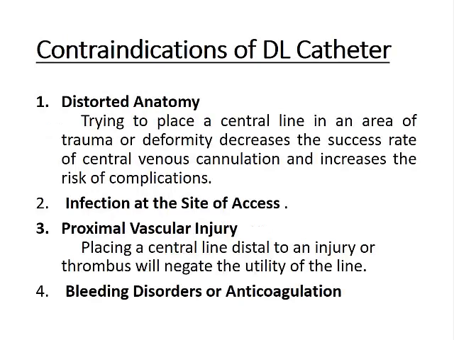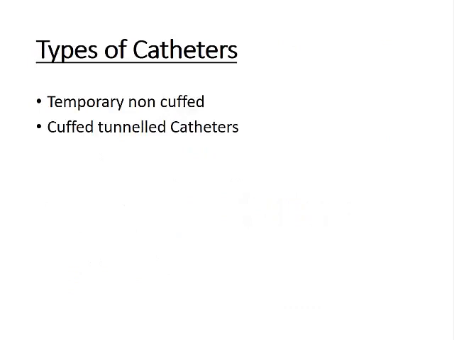There are also some contraindications to double lumen catheter insertion. For example, if there is a distorted anatomy due to some trauma, then we have to avoid that site. Also, if there is obvious infection at the catheter insertion site, then we should not use that site for dialysis catheter insertion. And if there is some proximal vascular injury or thrombosis in the vein, then we cannot use that site as well. Also, if the patient has a bleeding disorder or is on anticoagulants, then we have to be very careful while inserting double lumen catheters.